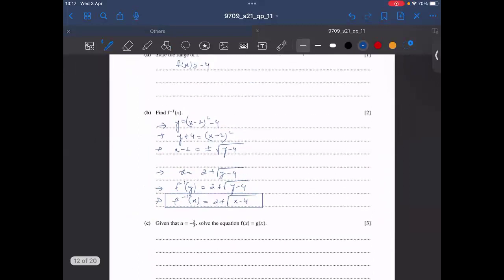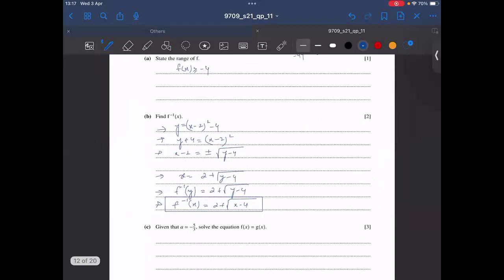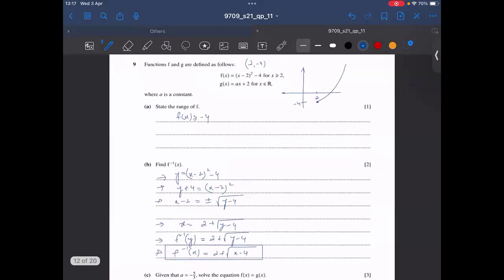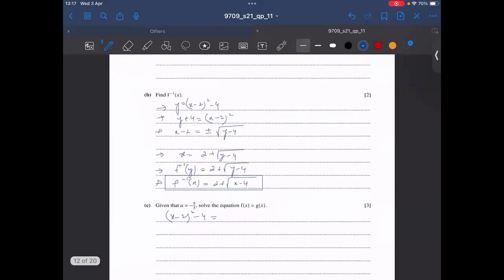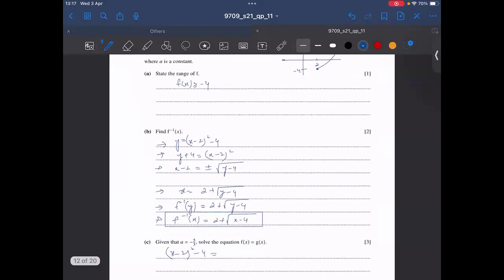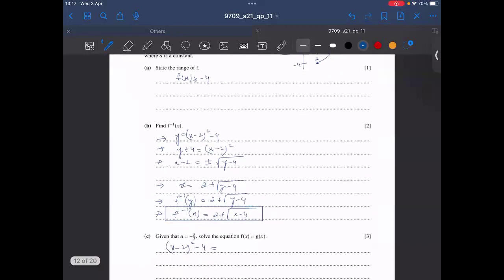A is minus 5 over 3. X minus 2 whole square minus 4 equals to AX plus 2.